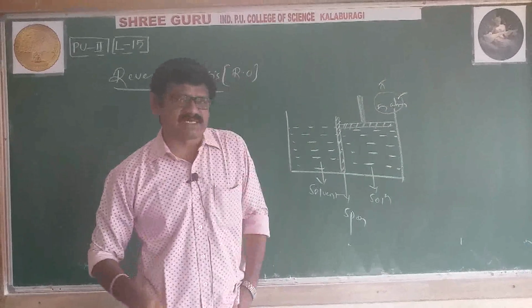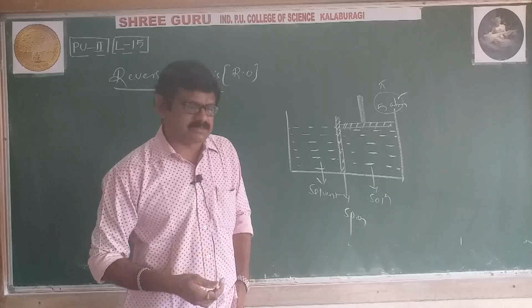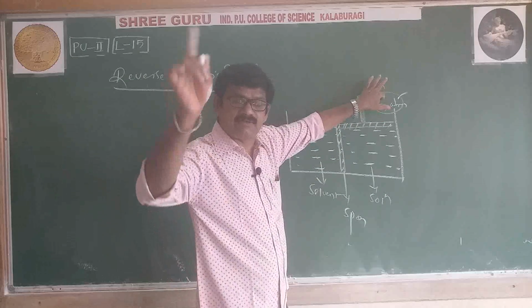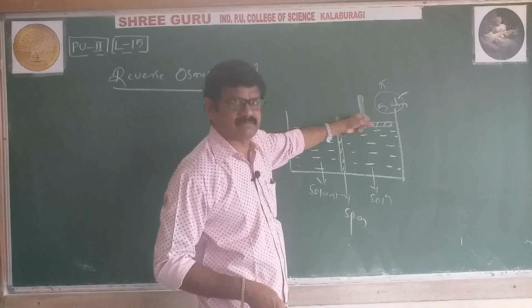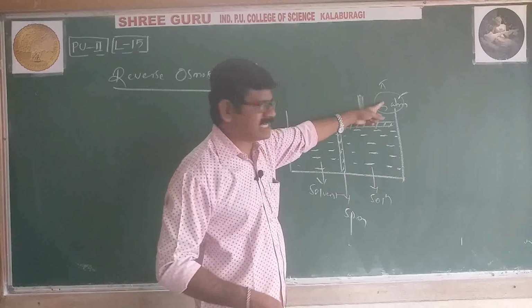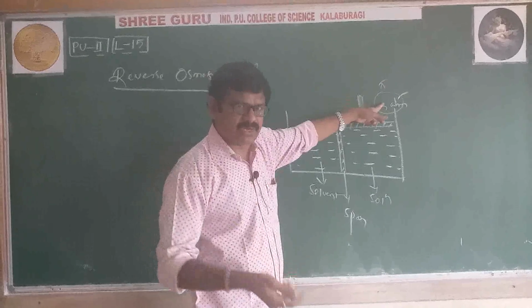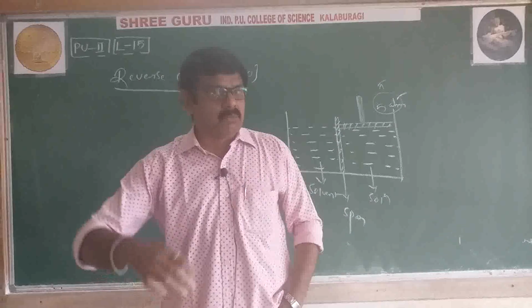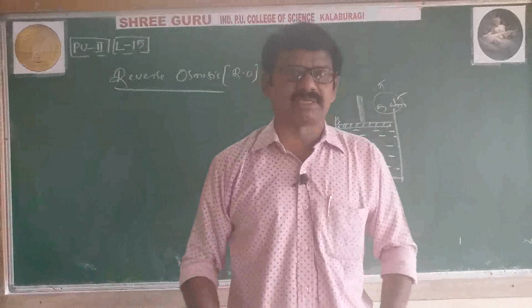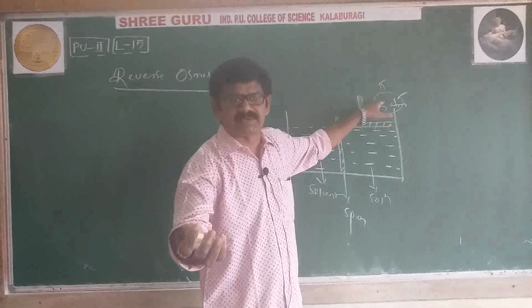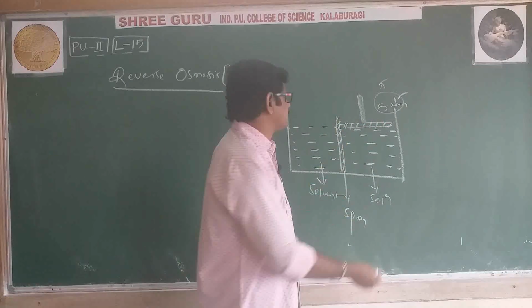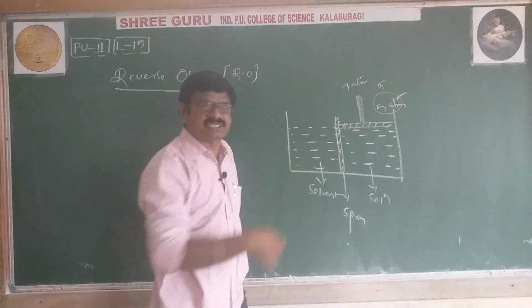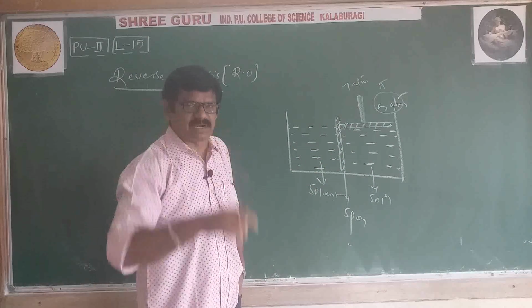Now what is reverse osmosis? With the help of this piston, I apply more than 5 atmospheres pressure. I repeat, 5 atmospheres is the osmotic pressure. On the solution side only, I apply more than the osmotic pressure, it may be 6 atmospheres, 7, 10, etc. Suppose I apply 7 atmospheres on the solution side, which is more than the osmotic pressure.